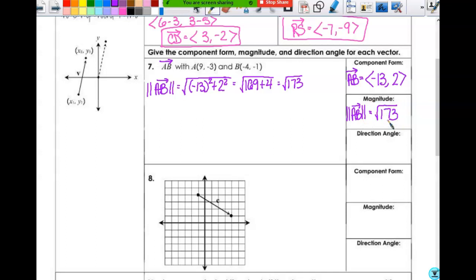So to go back to David's question, which is, do we have to put these little lines here? Yes, because if I don't have them, that's naming the vector. If I do have them, it's telling me the magnitude. So it means different things. All right, so then the direction angle. Theta equals the tangent inverse of 2 over negative 13. So you find the angle and make sure you know which quadrant it's in.